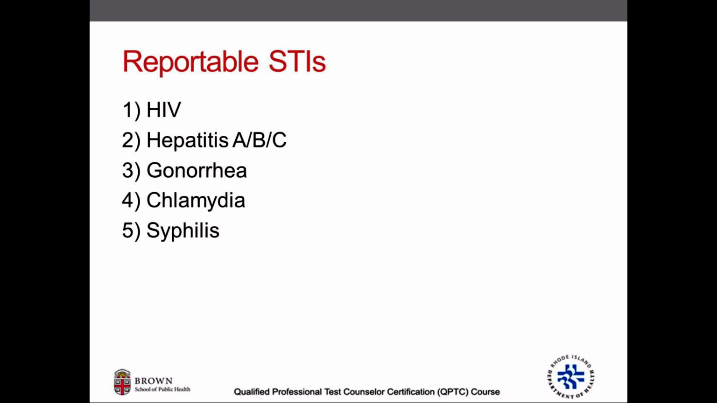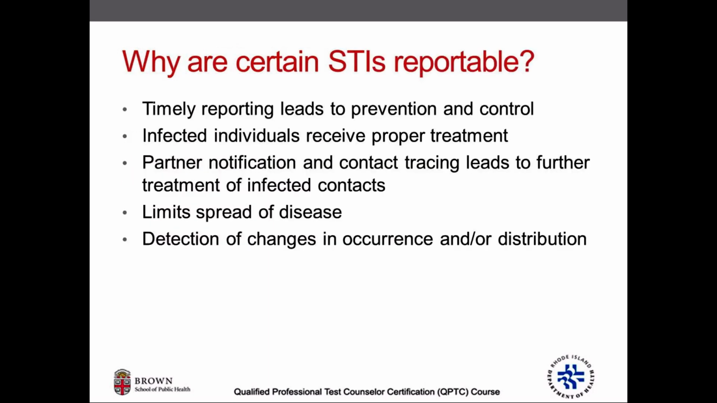There's only 5 STIs that are reportable. These include HIV, hepatitis A, B, and C, gonorrhea, chlamydia, and syphilis. And why are only certain STIs reportable? The reason is because timely reporting can lead to prevention and control. So for those 5 STIs, when people are notified in a timely manner, when there's contact tracing, it can break the chain of transmission and lead to treatment of infected contacts. So reporting them and having early intervention can actually limit the spread of disease.